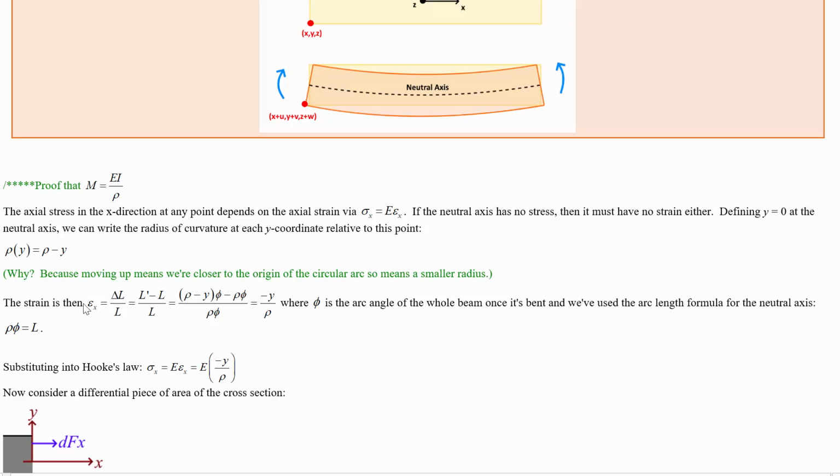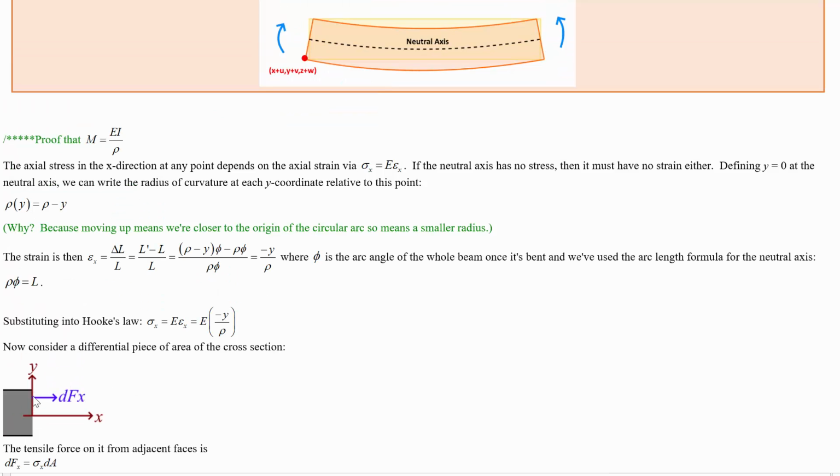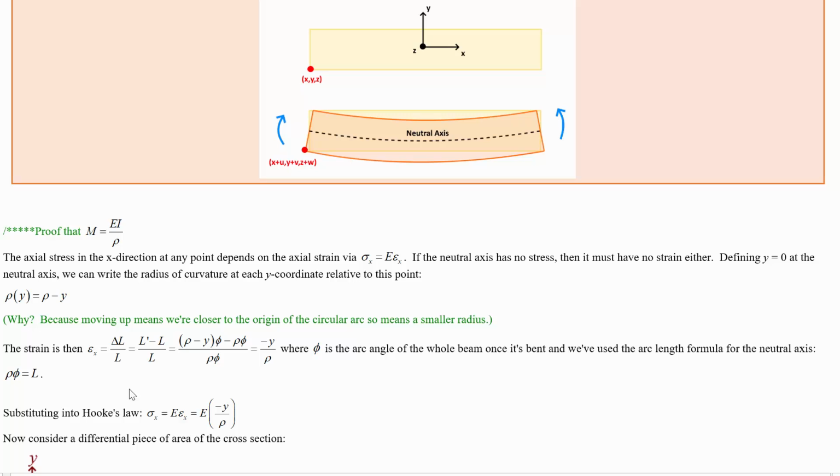Okay. The strain in the x direction at some point y is going to depend on that y point. At positive y values, we're going to have more negative strain. We've got compression above the neutral axis, and tension below the neutral axis. How do we find out what that strain is? Well, we look at how the length has changed. If the original length is L, that's still the length of the neutral axis. The strain, delta L over L, the change in length divided by the original length, will be the new length minus the original length, over the original length.